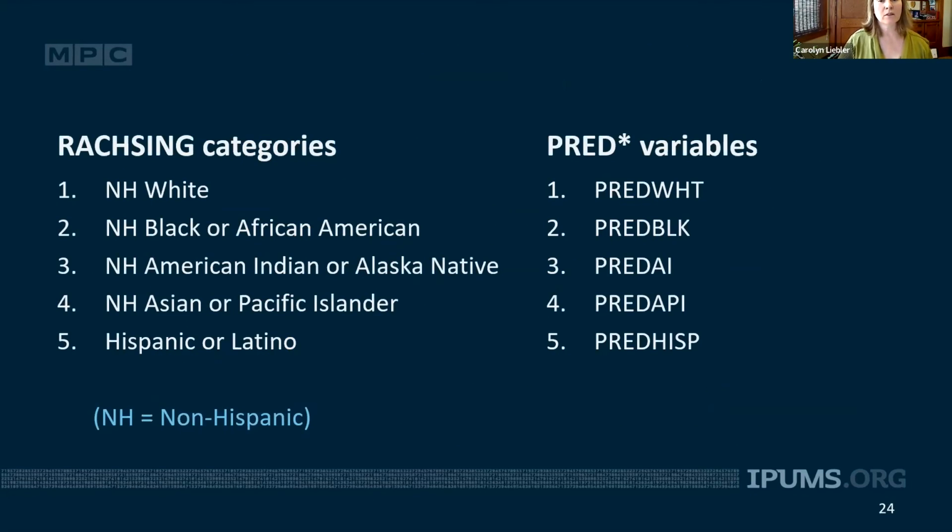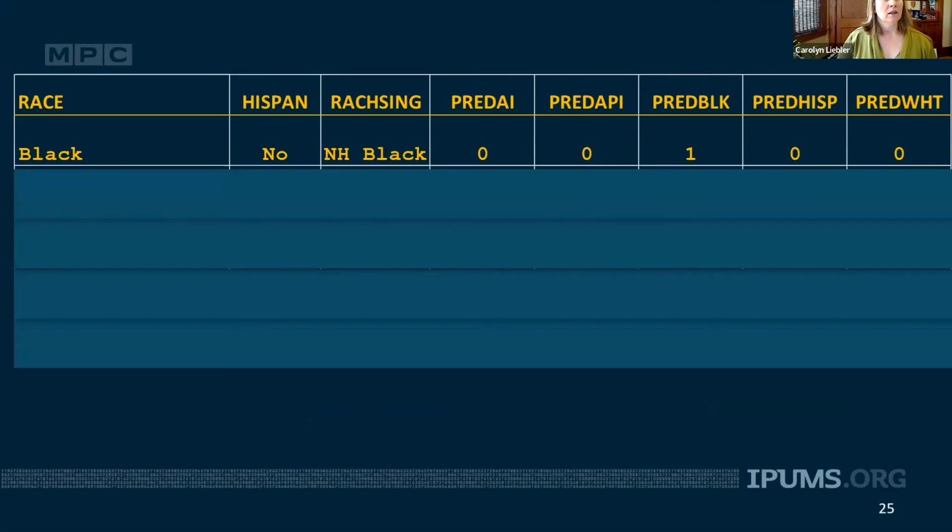So again, here are the categories. And here's just showing you some examples. Maybe this will help bring it home. So if a person reported Black for their race, they answered no, I'm not Hispanic, then their value of RACHSING is just coded as non-Hispanic Black. I just coded that. They weren't involved in the prediction equations. And their value on PRED Black is a 1. And you can see that the sum of all the PRED variables is 1.